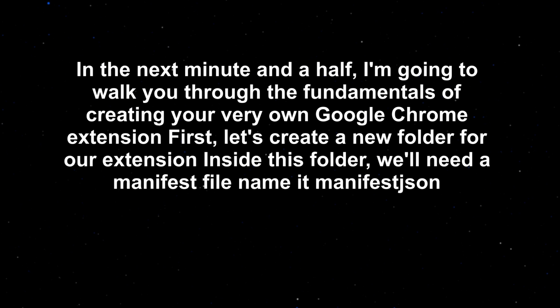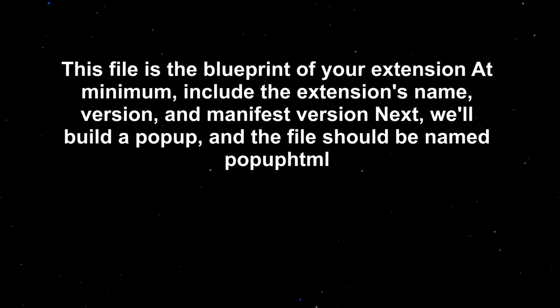Google Chrome extension. First, let's create a new folder for our extension, and inside this folder, we'll need a manifest file. Name it manifest. This file is the blueprint of your extension. At minimum, include the extension's name, version, and manifest version.